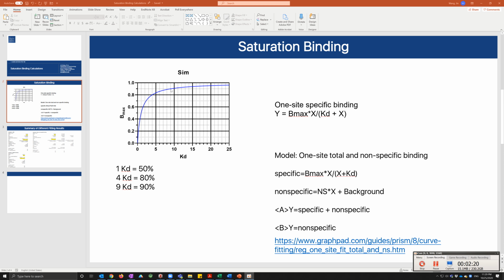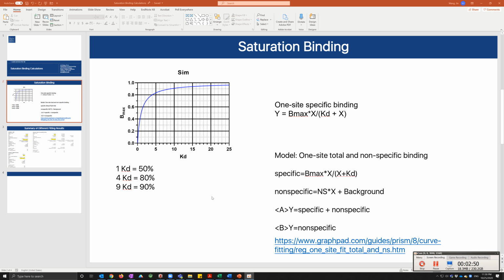This is very different from PK studies, where you have exponential decay, right? After 3.3 half-lives, you decay 90%, so you only have 10% left. But in this situation, you need 9 times KD to achieve 90% binding, because the equation is different.